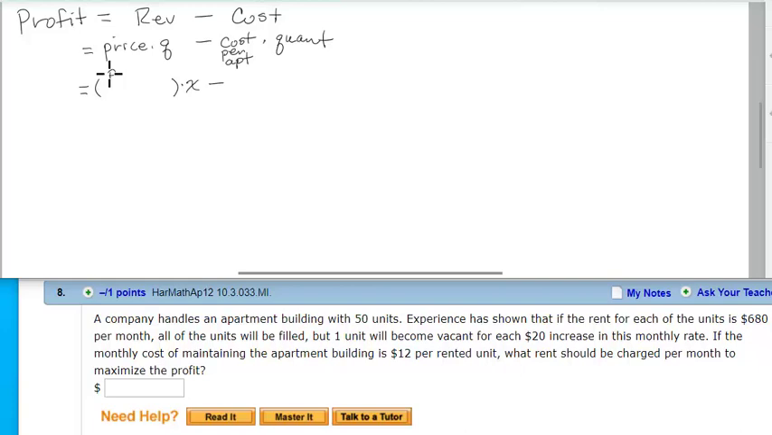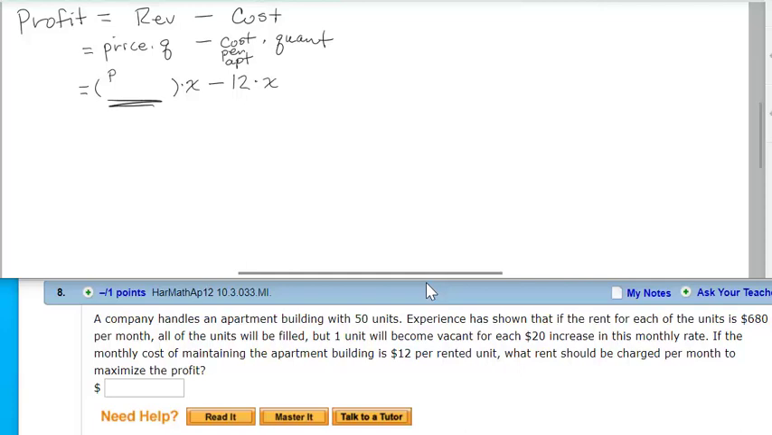Then I could multiply by the quantity, which is the number of apartments, which I'll call X. And then for cost, I do know that the cost of maintaining the apartment building is $12 per unit. That's fixed, always 12. And then I will have X number of apartments rented. The question is, how am I going to get this price function?